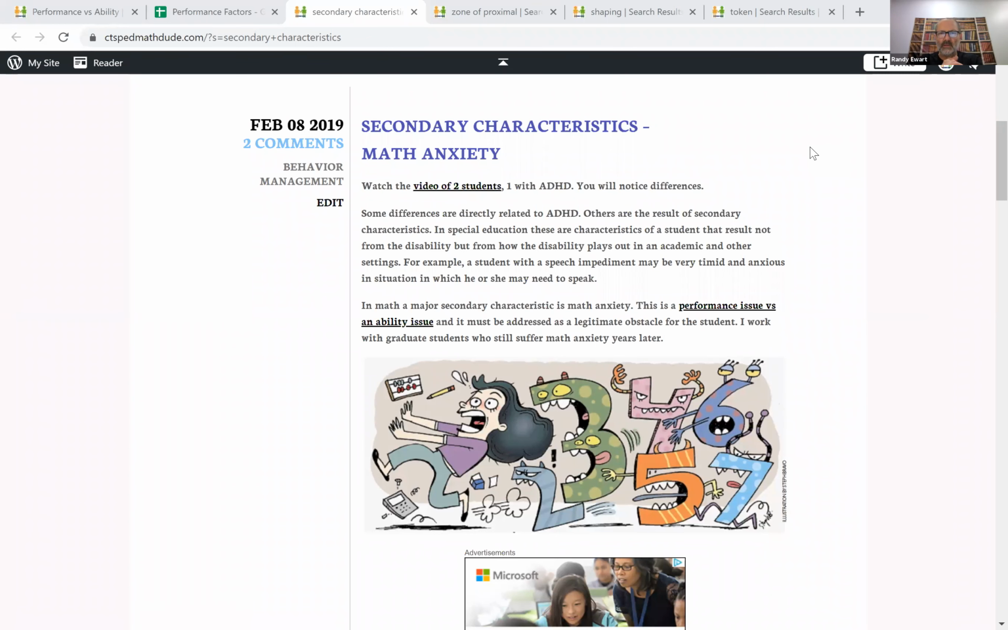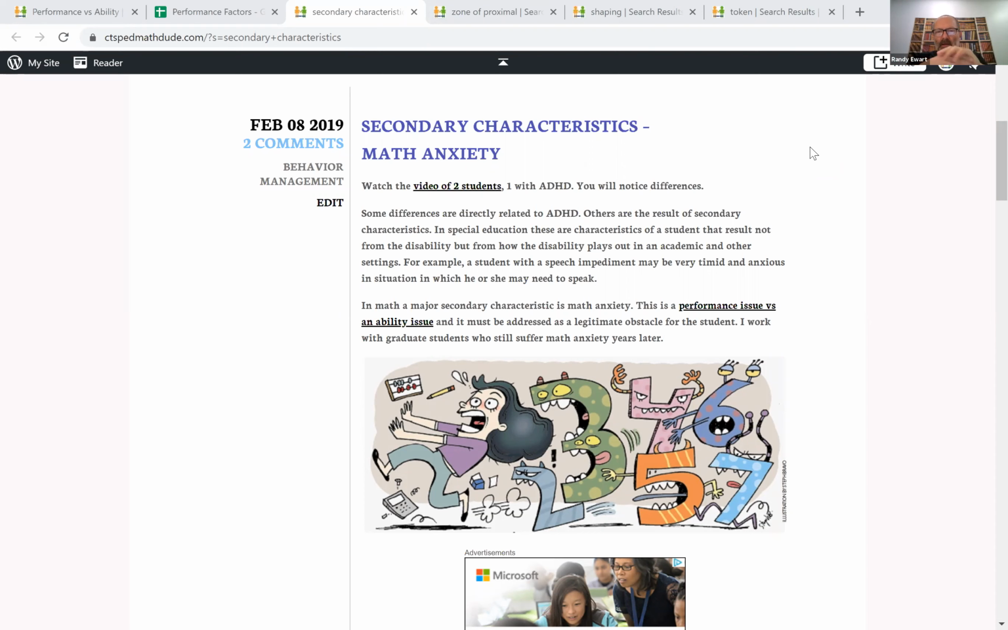Secondary characteristics are characteristics that arise in the student. And by characteristics, I mean a set of characteristics that result in performance levels, whether it's high or low. So secondary characteristics arise not directly from the disability, but from how the disability interacts with the environment.